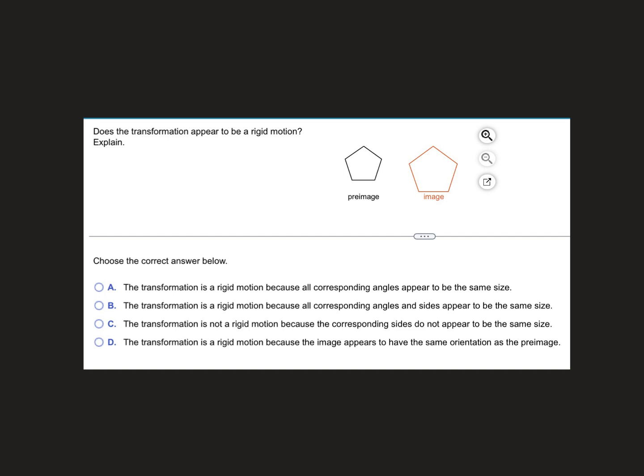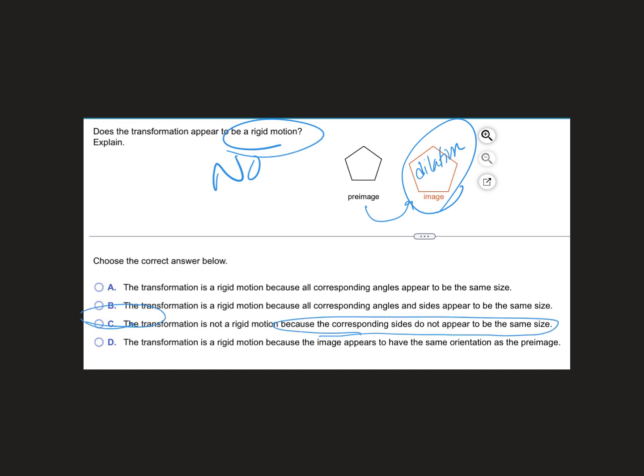All right, now this one is not a rigid motion because we did not preserve size and shape. We did preserve size, but the shapes are changed. So this is a dilation of the original image. So again, this is the transformed image right here. It's a dilation, means that I stretched it or I blew it up or I shrunk it. And then this is the pre-image. So this one is not a rigid motion because the corresponding sides do not appear to be the same size.